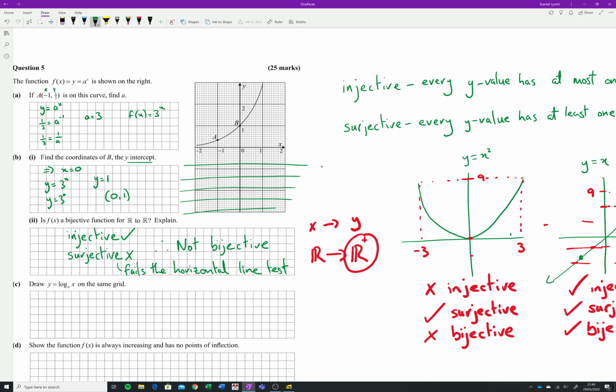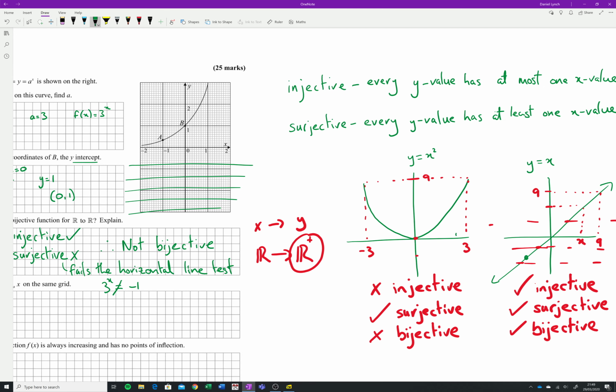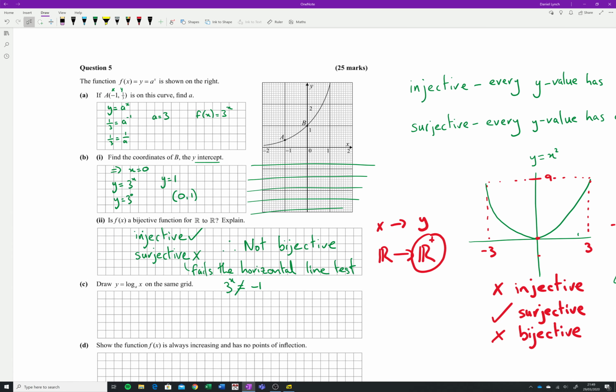You can also say that 3 to the power of x is never going to equal -1. Sorry, screen moving on me. You can also say that. So you've got loads of things that you can say on there.